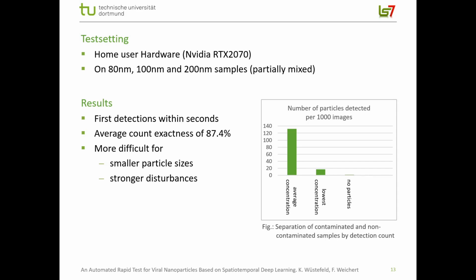A factor which is also very interesting for a rapid test is the separation of contaminated and non-contaminated samples. As we can see on the right side, we also detect a small number of particles in samples which do not contain actual particles. But we can also see that the detection count is much higher for samples containing particles. This also holds for the sample with the lowest concentration of particles in our test sets, so there's a clear separation between contaminated and non-contaminated samples.